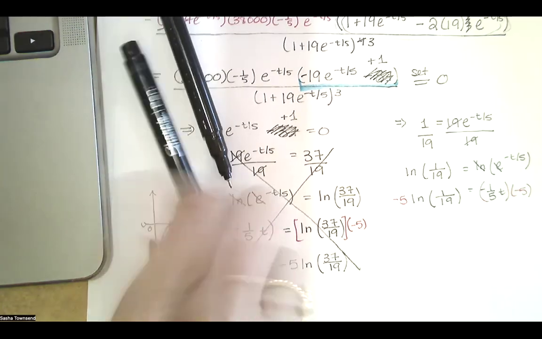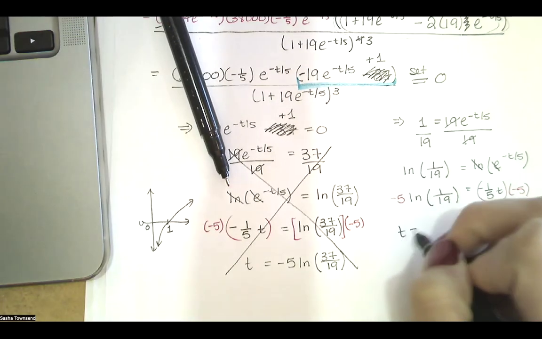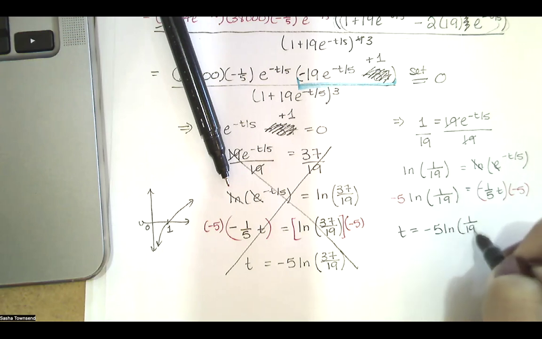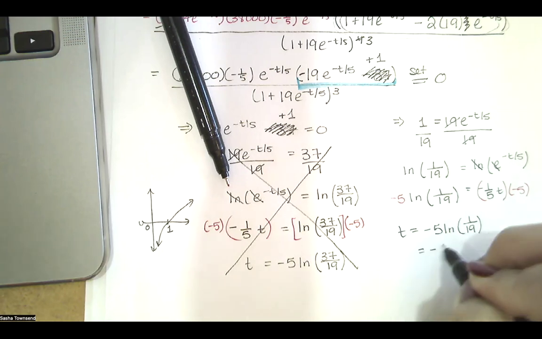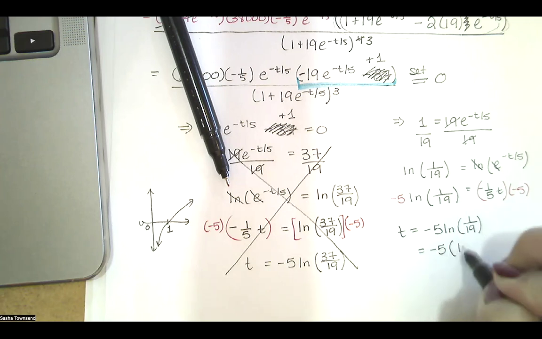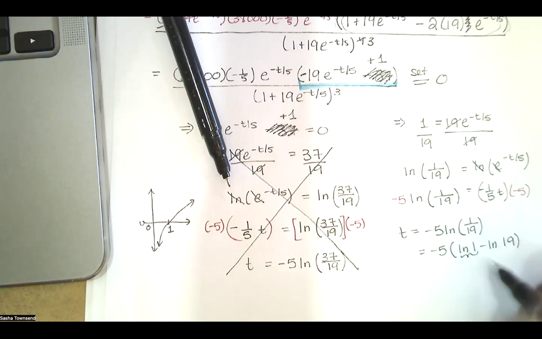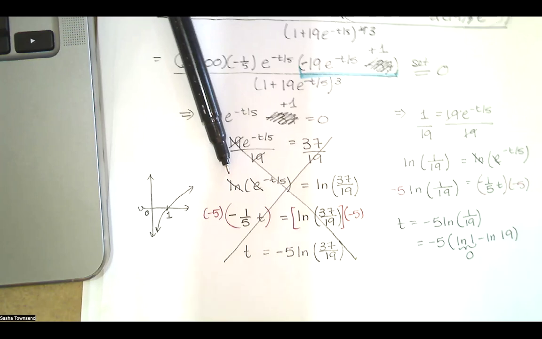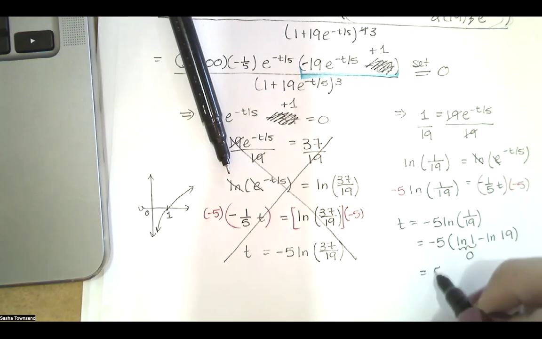we have t equals negative 5 times natural log of 1/19. Or if you want, you can use that log property. Log of a over b is log of a minus log of b. And log of 1 is 0. So this is actually negative 5 times negative log of 19. The negative times the negative gives us a positive 5 times the natural log of 19.